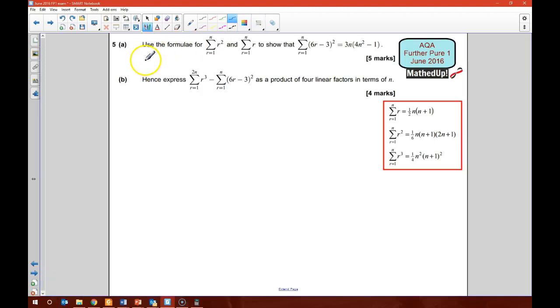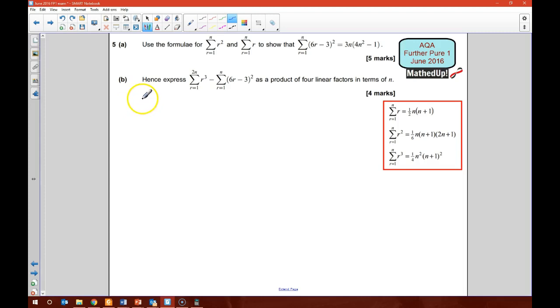Question 5. We need to use the formulae for the summation of r squared and the summation of r to show that this summation here is equal to 3n times 4n squared take away 1. So in this question, the first thing I want to do is expand the brackets over here so I can write this as separate summations.